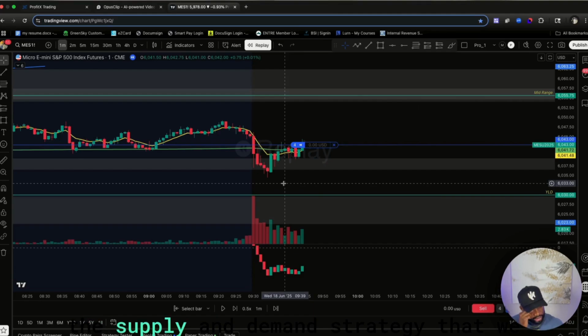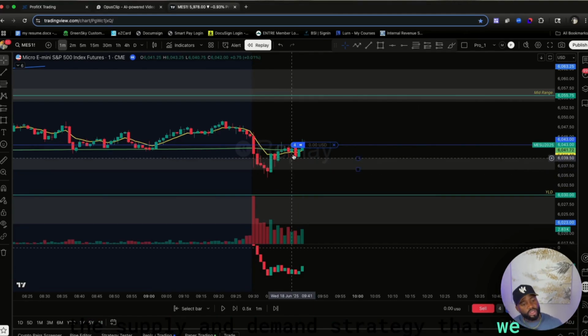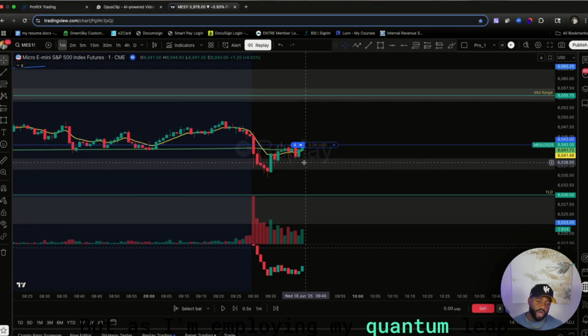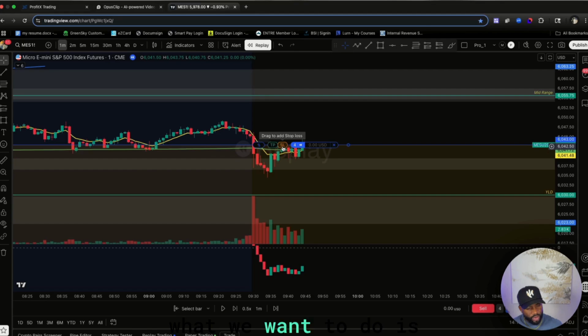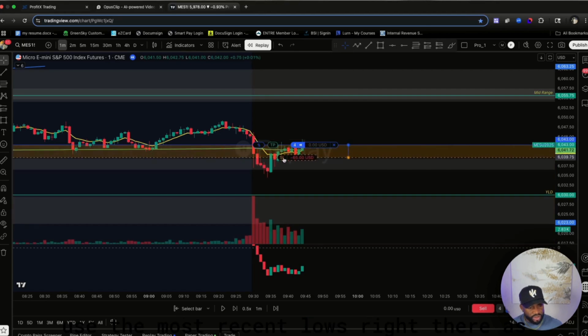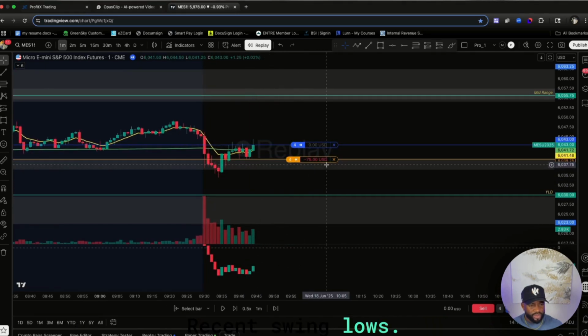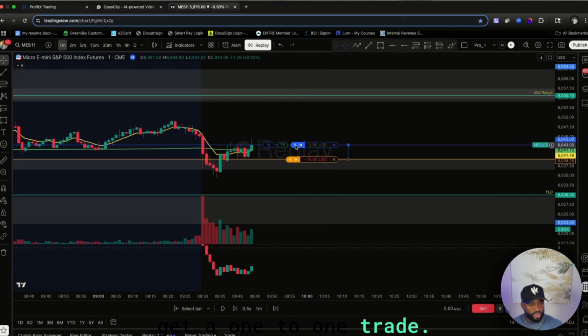Now, with the supply and demand strategy that we talked about in my previous video on my 5-minute supply and demand, you typically want to set your stop loss right here. But as I'm employing my quantum leap setup, what we want to do is use the most recent lows right there as our stop loss, the recent swing lows. And then the first thing I want to do is get a 1-to-1 trade.